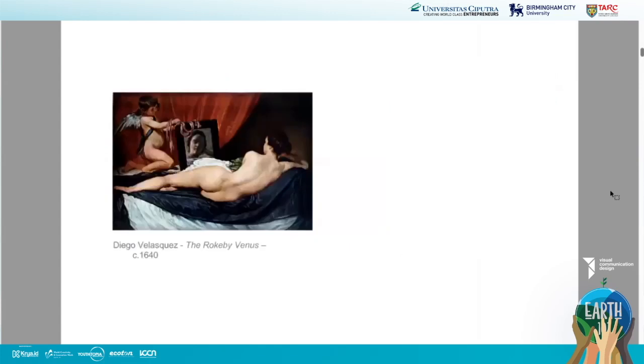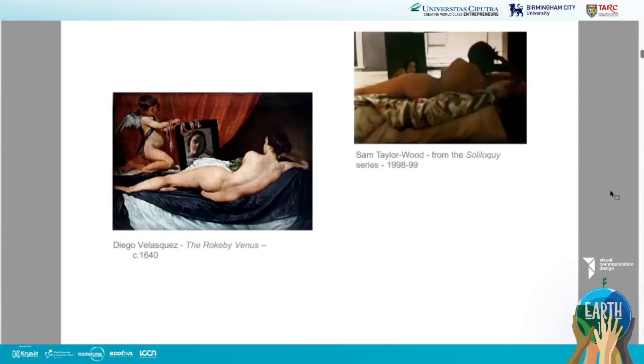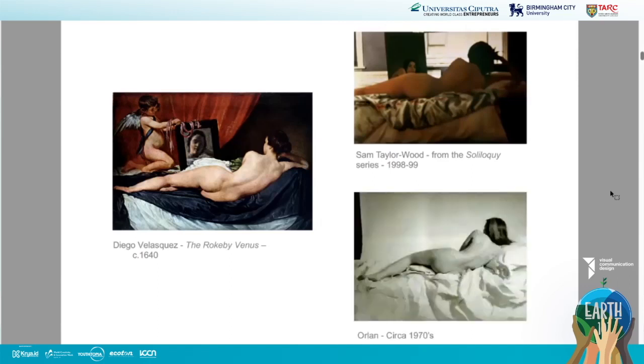We then have the Rokeby Venus, Velázquez, 1640, Spanish. And it's an interesting allegory. People recognize it. It's quite famous, but it's then reused multiple times. Sam Taylor-Wood, for example, has produced this as part of her Soliloquy series. But Orlan, a French performance artist in the 1970s, is using the same material. So even something as simple as just the shape, the composition, the design, if people recognize the original source, the secondary and tertiary sources, people buy into, they understand where it comes from. And I think that part is something you can apply to virtually any cultural aspects.